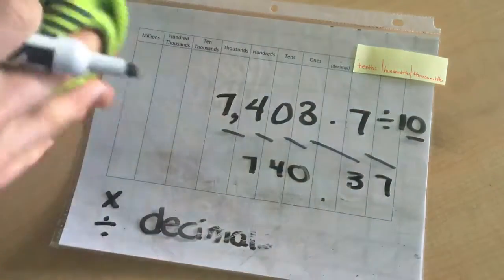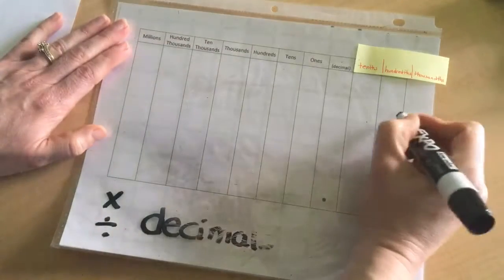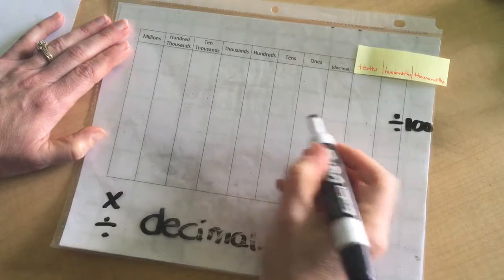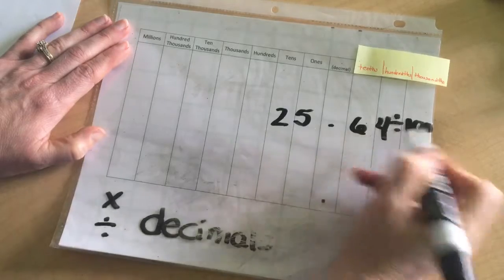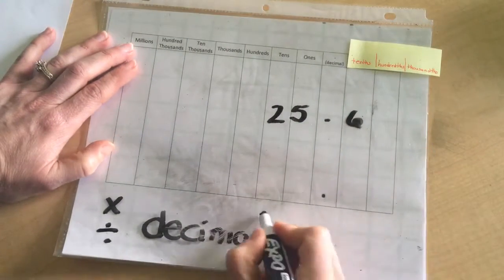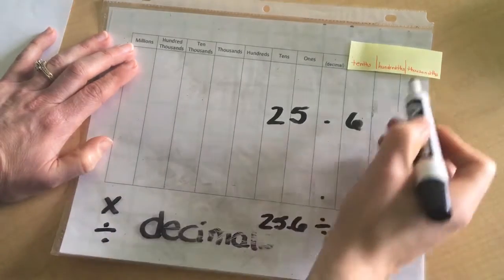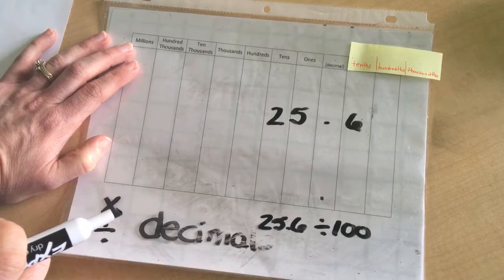All right, let's imagine, I'll give you a new number, and this time we're going to divide by 100. So let's say that we have this time 25 and 6 tenths, and we're dividing by 100. 25 and 6 tenths divided by 100. Don't forget, we have those thousandths. Go ahead and pause while you figure this one out.